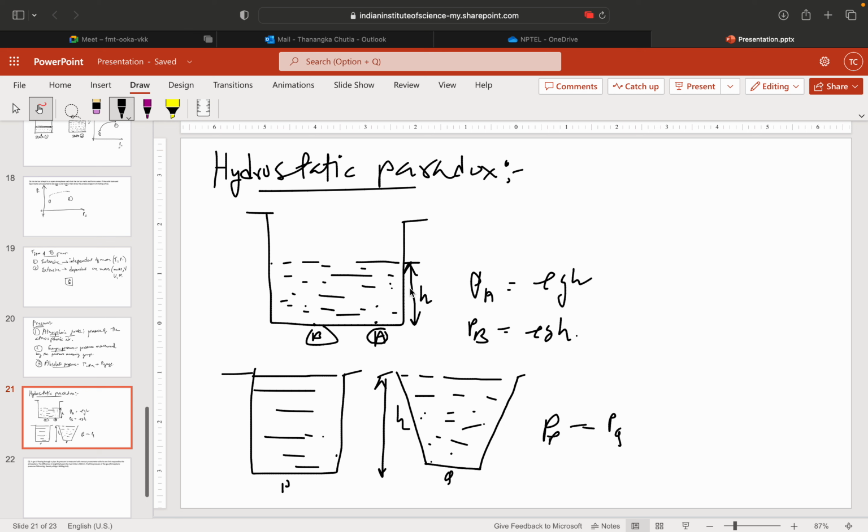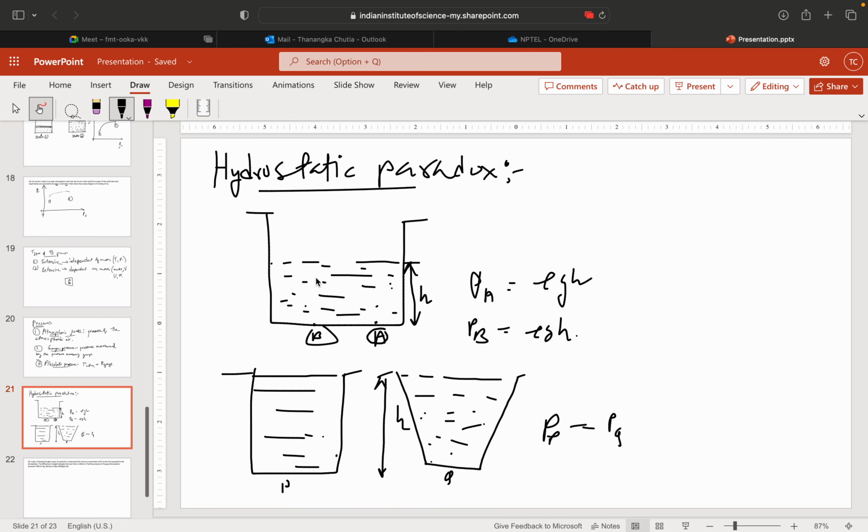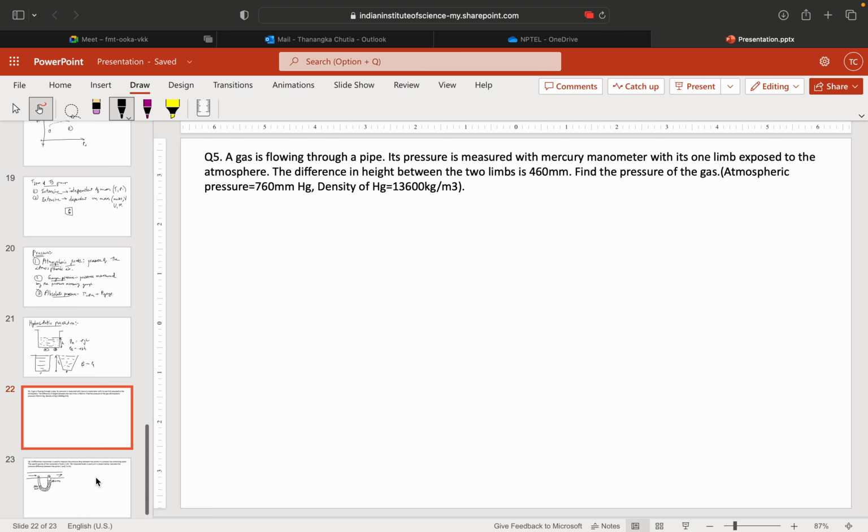Based on this only we can solve the pressure measurement using the U-tube manometer or single tube manometer or inverted U-tube manometer. Now we will be trying to solve some of those problems.